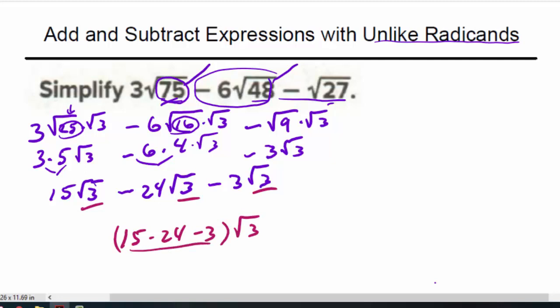So 15 minus 24 is going to give us negative 9. And then negative 9 minus the 3 is going to give us a negative 12. So we have a negative 12 radical 3 is our final simplified solution.